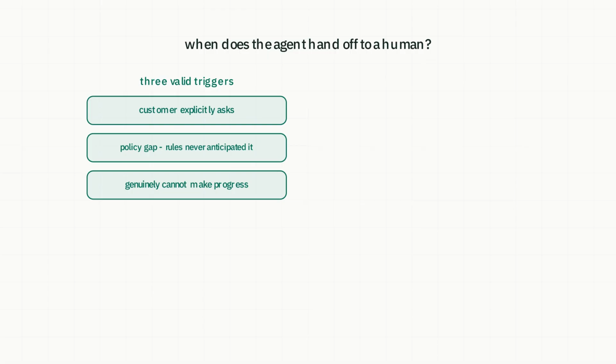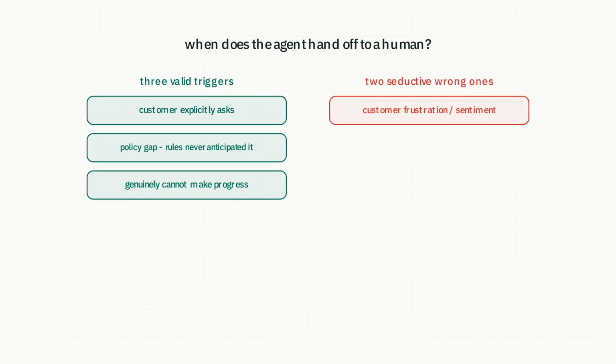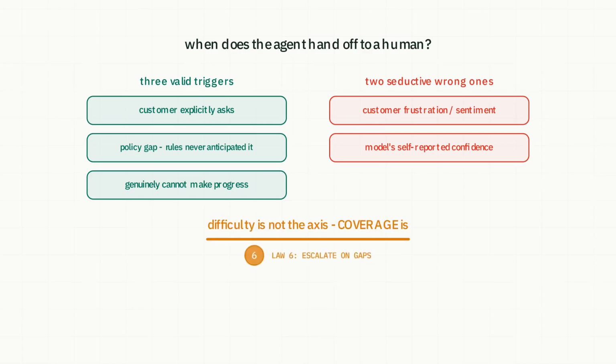And 2 seductive wrong triggers it wants you to reject: customer frustration, because sentiment is not a reliable signal, and the model's own self-reported confidence, because a model grading its own certainty is not a control system. Complex but covered by policy, the agent handles it. Simple but outside policy, escalate. Difficulty is not the axis, coverage is.